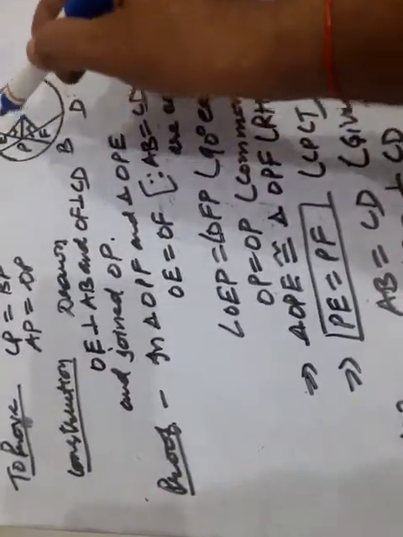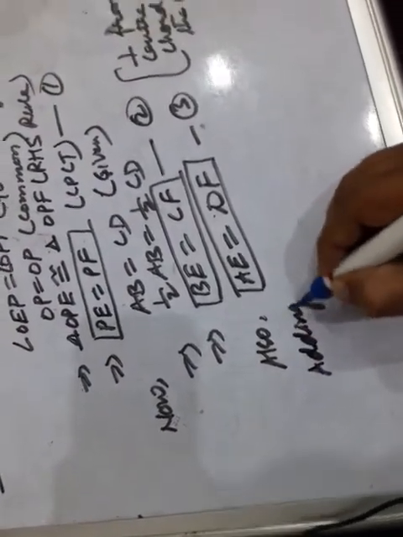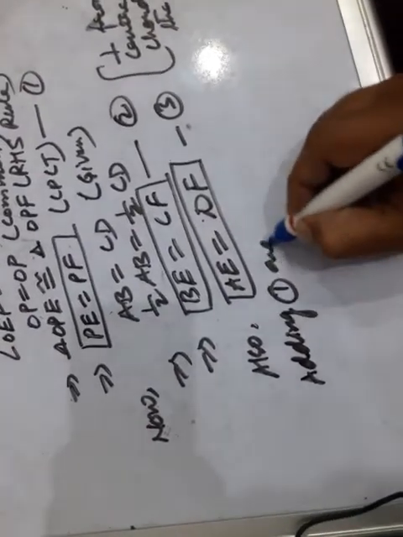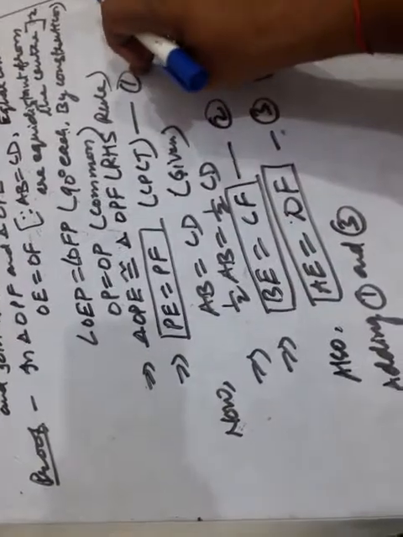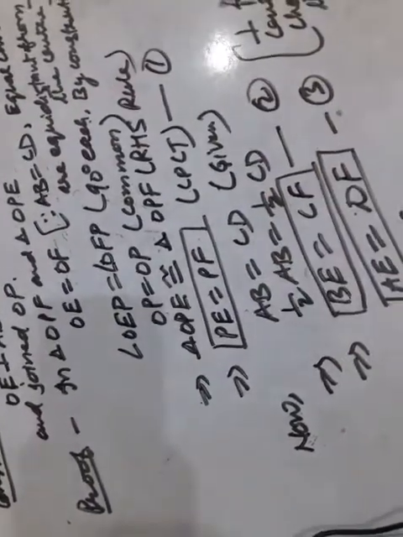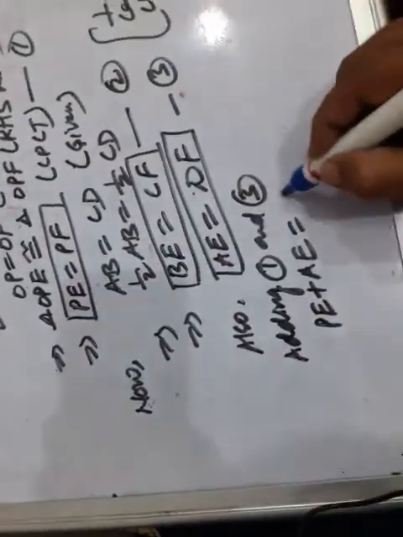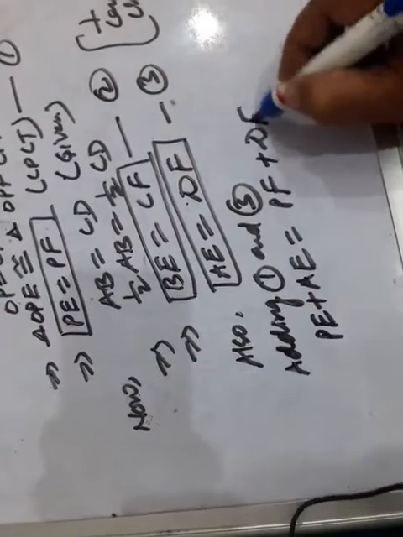Now how to adjust these equations? Where is PE? So let us add 1 and 3. If you add equation number 1 and equation number 3, that is PE plus AE. Where is that? PE plus AE equal to AP. Am I right? See the figure. PE plus AE equal to PF plus DF.